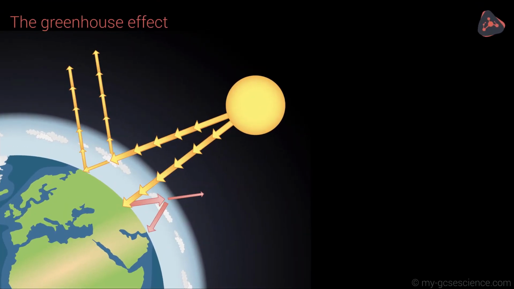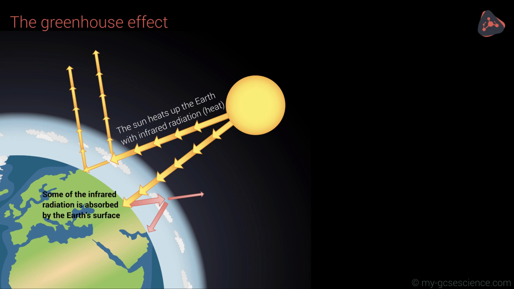Energy from the sun travels to the Earth in the form of different types of radiation. The type of radiation that's associated with heat is infrared radiation. So the sun heats up the Earth with infrared radiation. Some of that radiation is absorbed by the Earth's surface, which heats up the Earth, and some is then reflected back into space. If it wasn't for the atmosphere or any greenhouse gases, this would leave the Earth quite cold.